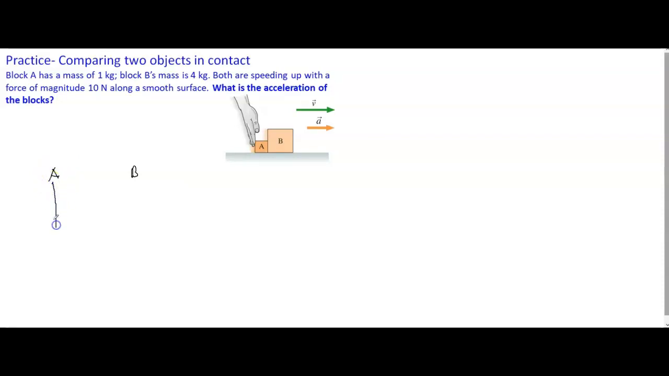So block A has a weight down, and I don't want to make that too big. I want to make that comparable to block B. So I'm going to erase this and make it a little bit smaller. Block A's weight is supposed to be 1/4 of block B's weight. Block A's weight is pointed down. There's a normal force pointed straight up, perpendicular to the surface.